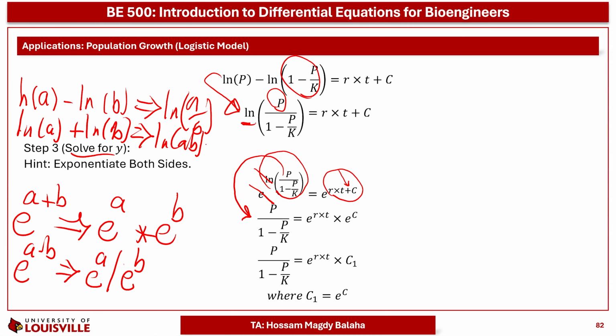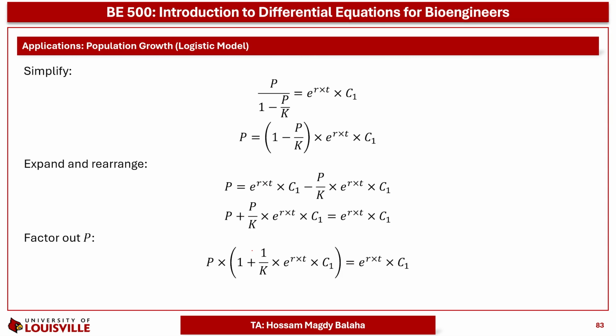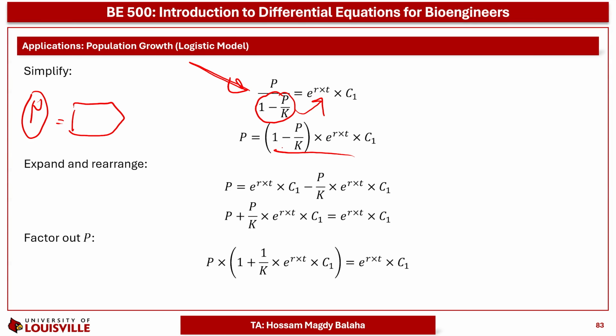Now it will be exponential of rt multiplied by the exponential of c. So simply convert this to another constant, let it be c1. So we now have an equation. We need to simplify this equation so we can get p on one side and the rest on the other side. So simply move the denominator to the other side. It will be like that. Spread the multiplication. It will be e to the rt multiplied by c1 multiplied by 1, like here, minus p over k multiplied by the same. Now we have two sides that contain p.